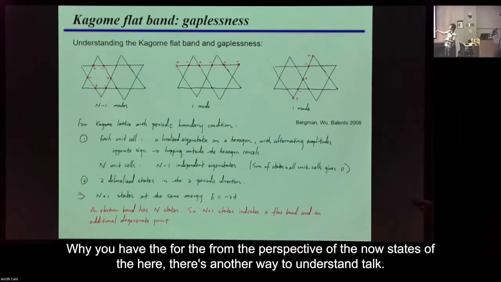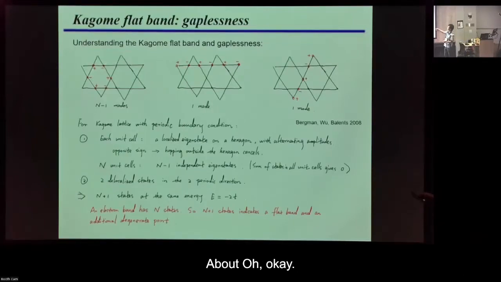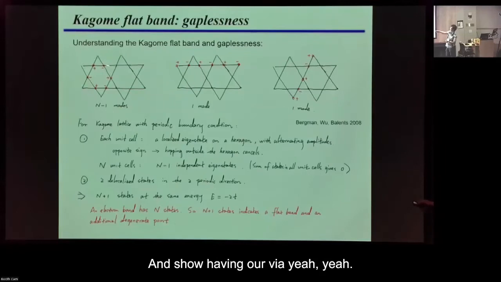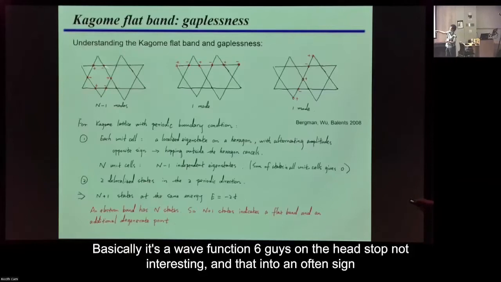Here, there's another way to understand these flat bands, which is what I'm going to talk about. Basically, you can directly construct the orbitals of the wave functions of these flat bands and show that they are exact eigenstates of the system. This is usually how an eigenstate in the flat band looks. Basically it's a wave function on six sites on the hexagon, with amplitudes equal in magnitude and opposite in sign, like this.